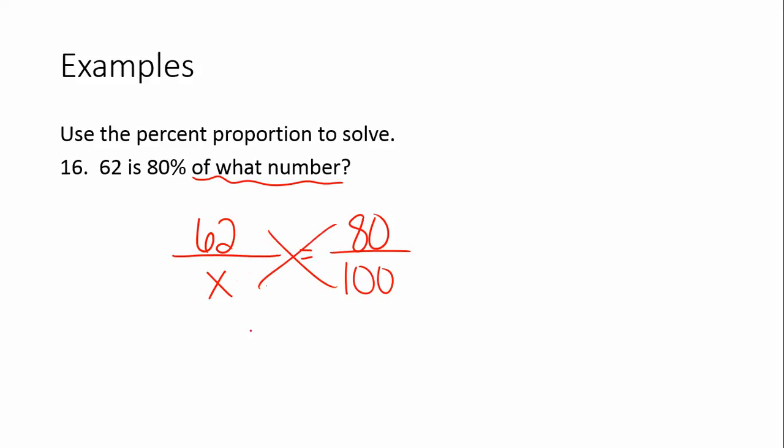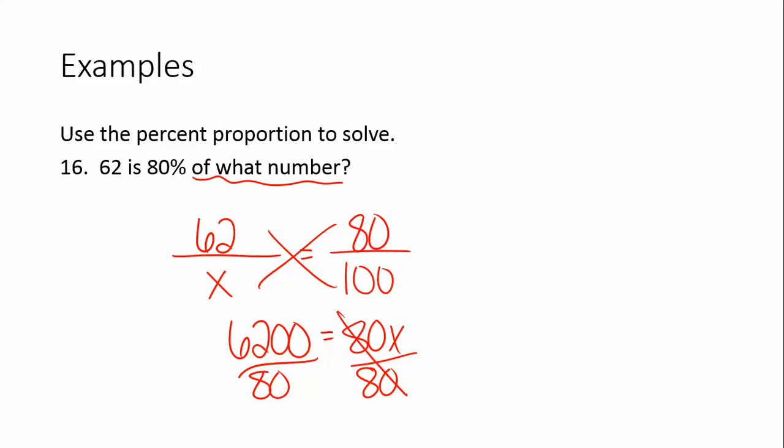So when you cross multiply, we get 6,200 equals 80x. We divide both sides by 80. Stick 6,200 divided by 80, and we get that x equals 77.5. So 80% of 77.5 would be 62.